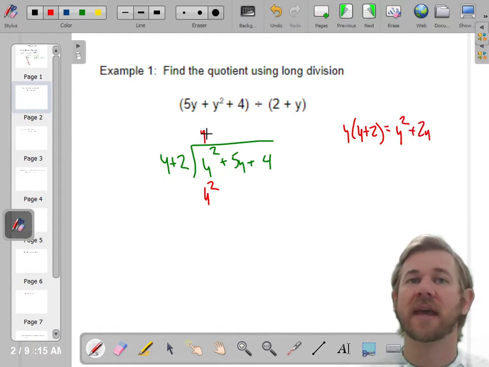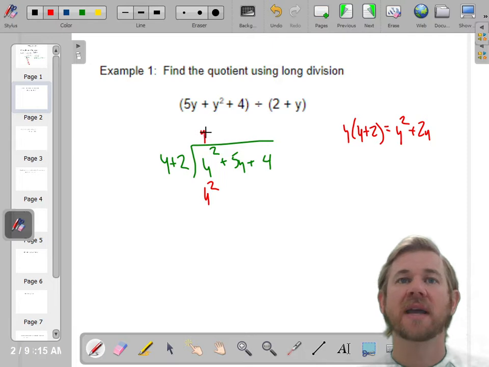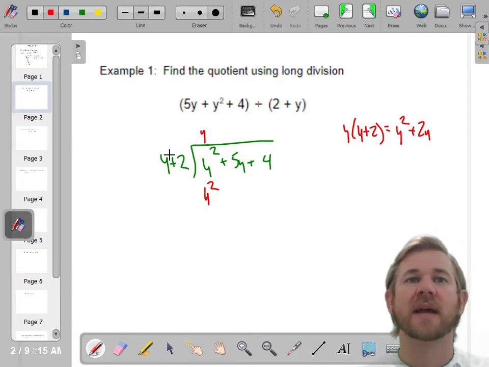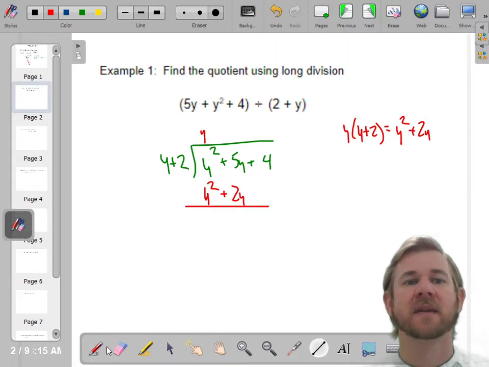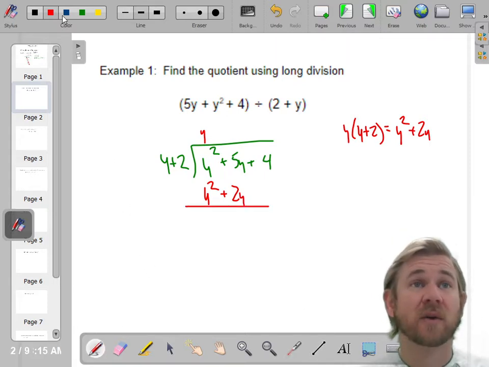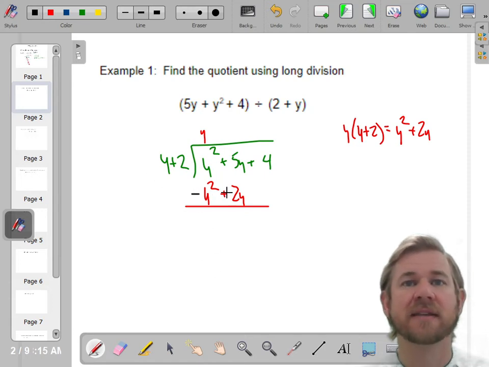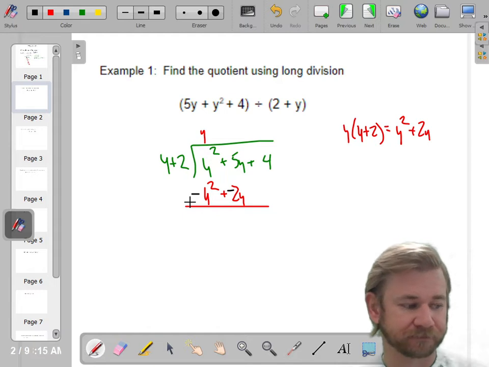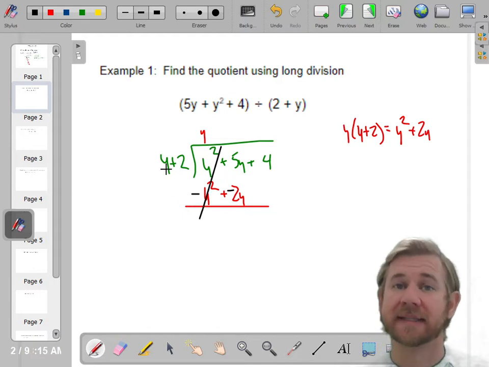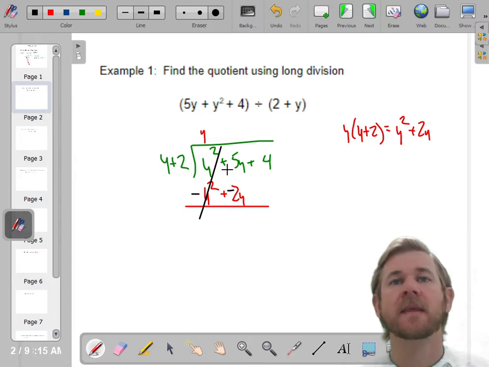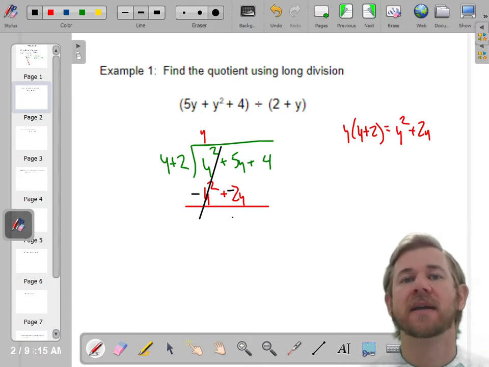So if you want to say, okay, part of the quotient is going to be y, you have to make sure you distribute y into this. So now it's y squared plus 2y. And the trick to this is, when you subtract, you can't just put a minus sign here because you're subtracting a quantity. This also has to be subtracted. So now it's going to be y squared minus y squared. Those cancel out. That's what we're basically trying to repeat. But 5y minus 2y is 3y, so I have 3y plus 4.